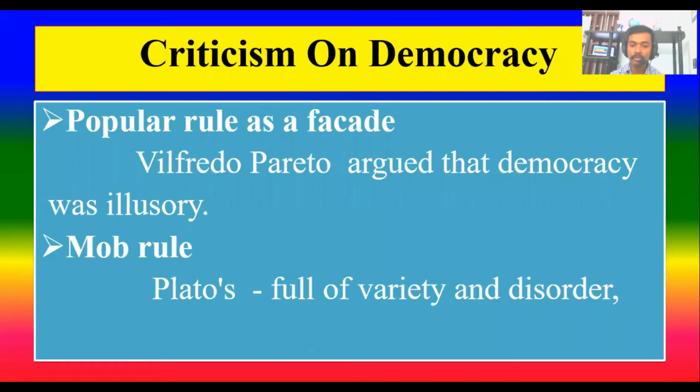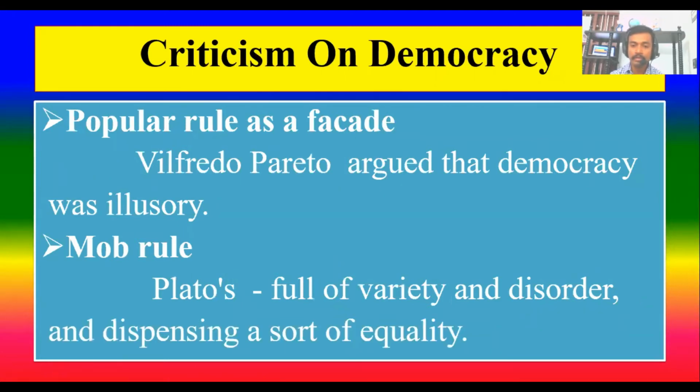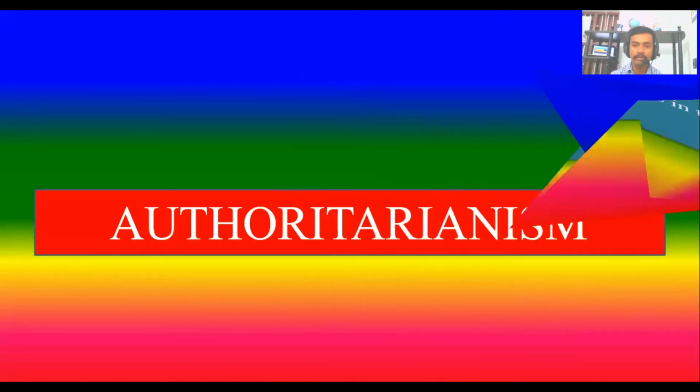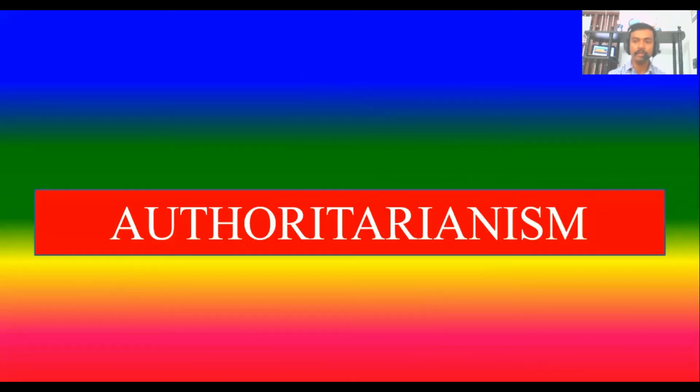Plato said it is full of variety and disorder, dispensing a kind of equality. So this is criticism by different thinkers. Then political instability is another criticism: frequent change in the policies and difficulty implementing various welfare programs due to instabilities.